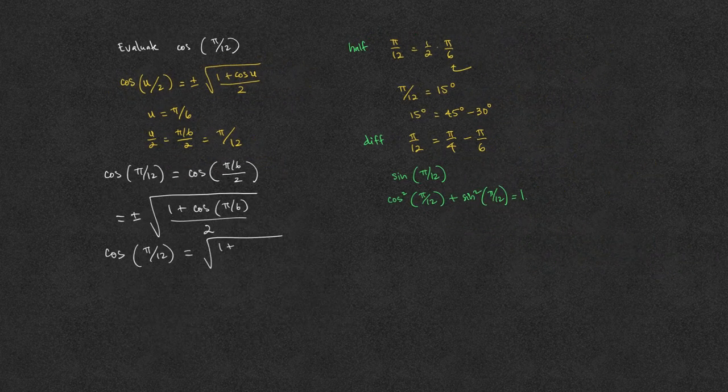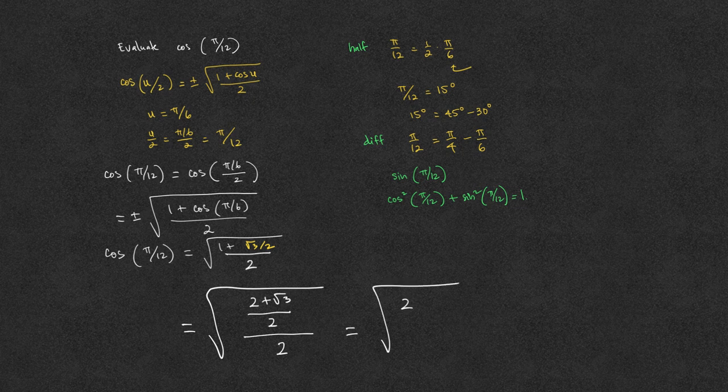Evaluate this. Cosine of pi over 6 is root 3 over 2. This is a complex fraction, so we would need to simplify this further. In the numerator, the common denominator is 2, so we multiply 1 by 2 over 2. This is 2 plus root 3 over 2, divided by 2, which is 4, and this is inside the radical. This is the same as the square root of 2 plus root 3 over 2.